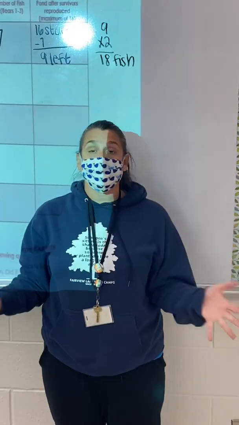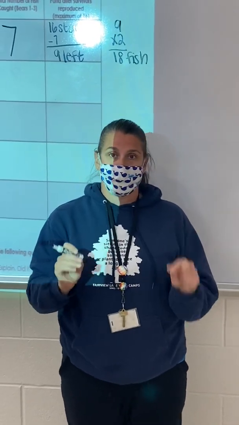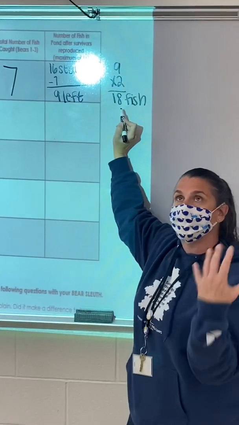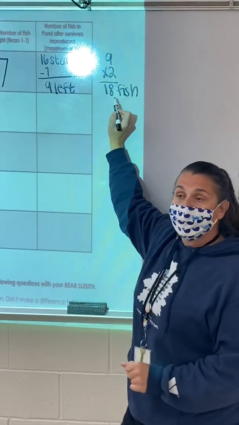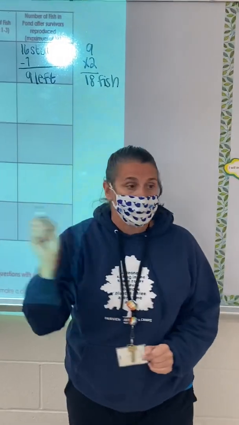However, we can't do that because the carrying capacity of our pond is only 16 fish. So even though we had enough fish left to reproduce to have 18, our pond cannot hold all of those. So we're going to go ahead and reset our pond with 16 fish.